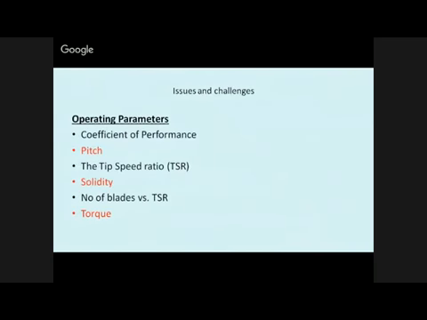Now, there are certain issues and challenges in wind energy. First, I will discuss the operating parameters, starting with the coefficient of performance. Ideally, as per the Betz law, 59.3% is the maximum power output you can take from the available wind energy. This is theoretical. Well-designed modern wind turbines can extract up to 40 to 45%. Therefore, their coefficient of performance is 0.45.